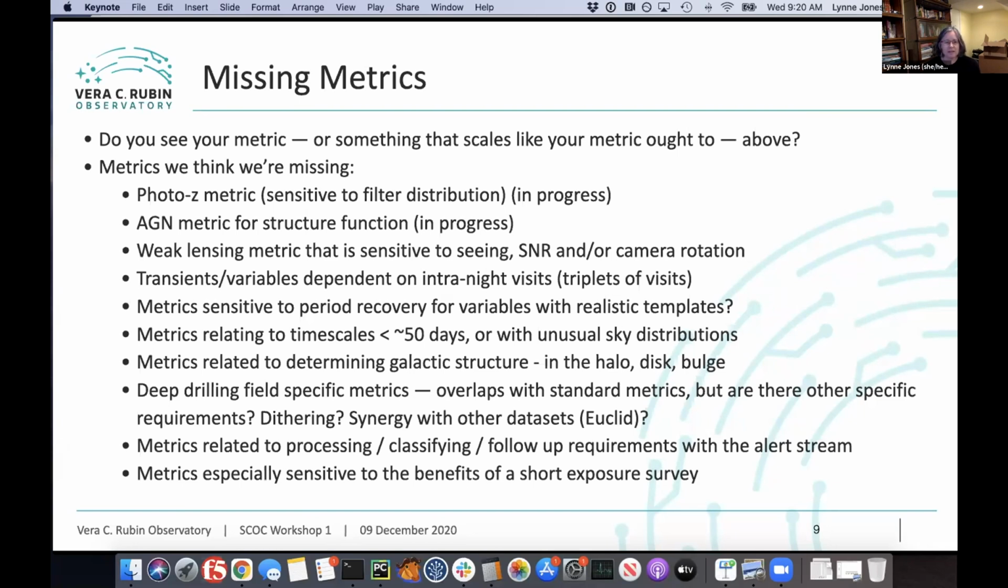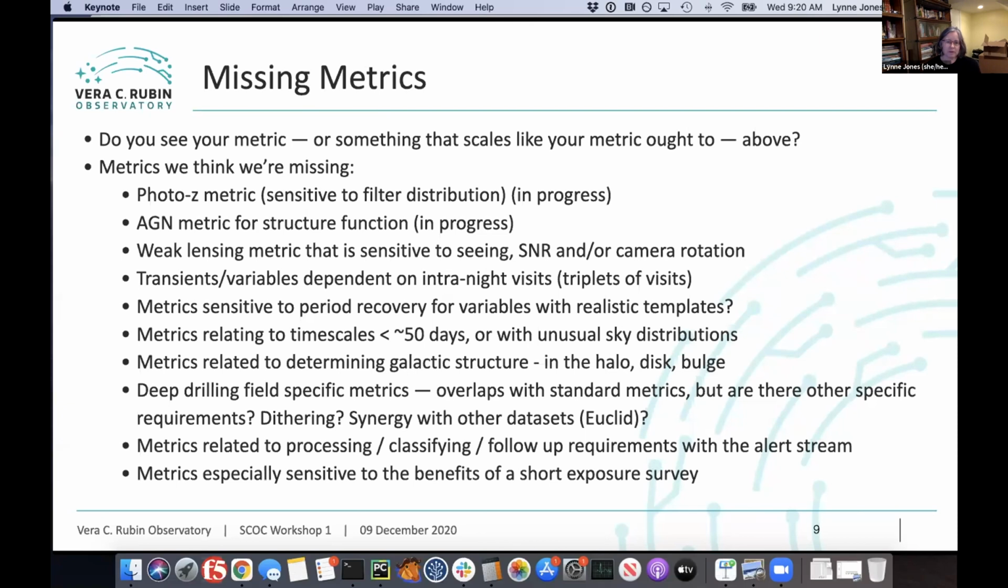Another one, we would like to see the weak lensing metric, but something which is sensitive to the seeing, signal to noise, and or camera rotation, because we don't really have a lot of metrics that are directly related to seeing, and certainly not the camera rotation yet. Transients and variables that are dependent on intra-night visits, so the triplets of visits. We don't really have metrics that are aimed at, or that show the benefit of having triplets of visits within a night. And I know that there's some in progress with the TVS group, but we need to talk to them a bit more about that.